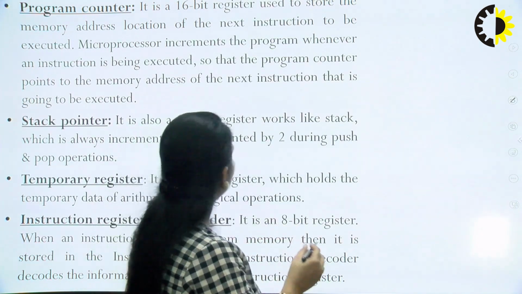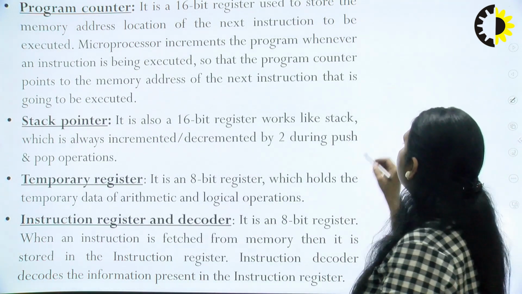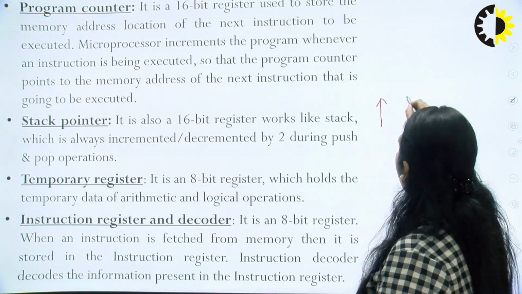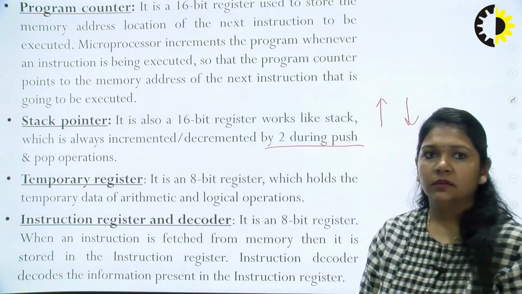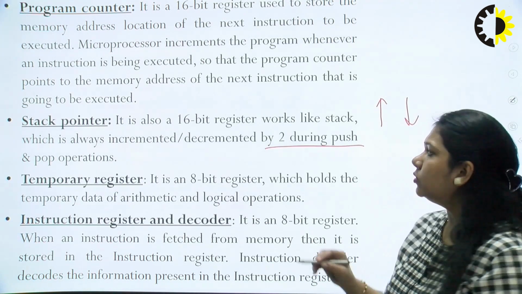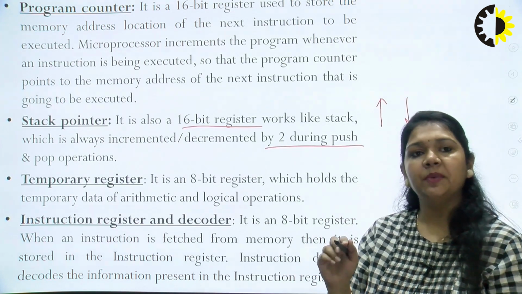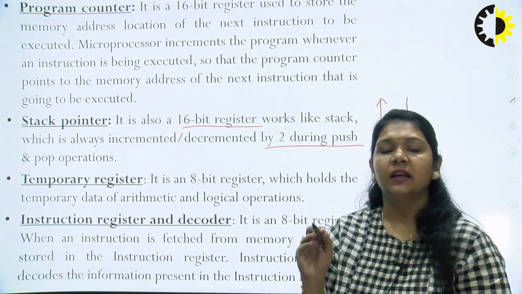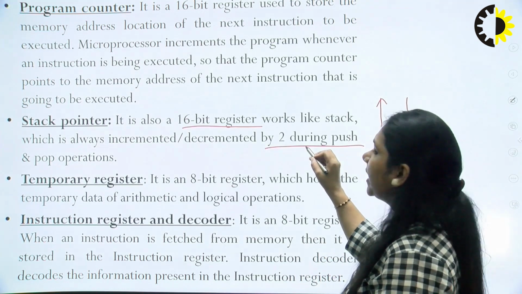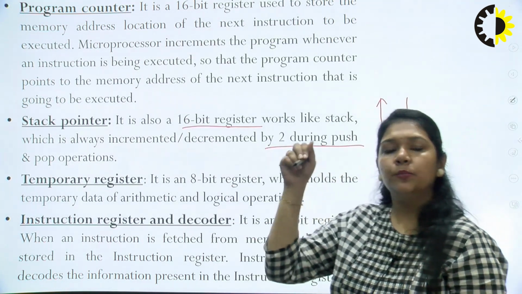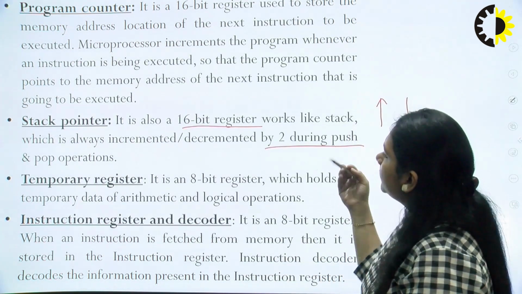The stack pointer is also a 16-bit register, like a stack, which is always incremented or decremented by 2 during push and pop. Why 2? Because it is 16-bit, and in the 8085 microprocessor the memory can hold only 8 bits of data. So if we are pushing 16-bit data, it will be decremented by 2, and if we are popping, it will be incremented by 2.